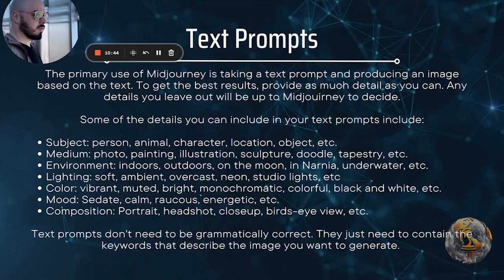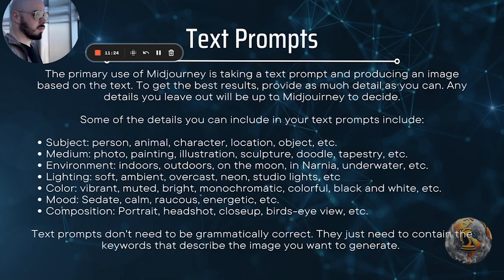The subject: person, animal, character, location, object, etc. Medium. So is this a photo? Is it a painting, an illustration, a sculpture, a doodle, a tapestry? What is it? This is going to change what the image looks like. Next, we need to talk about the environment: indoor, outdoor, on the moon, in Narnia, underwater, whatever it is. You need to tell it what the environment is going to be. And then lighting: soft, ambient, overcast, neon, studio lights. Color: vibrant, muted, bright. Focus on exactly what you want the image to look like. And I'm telling you, it is going to blow your mind.